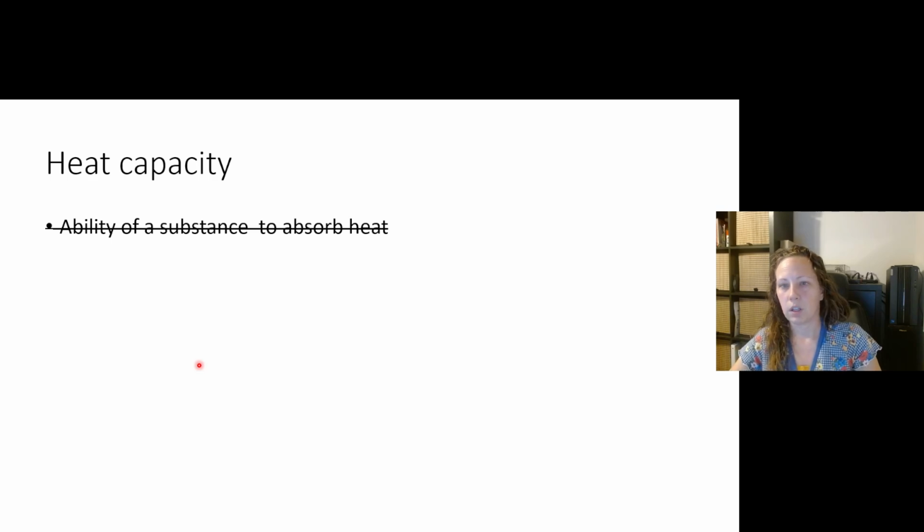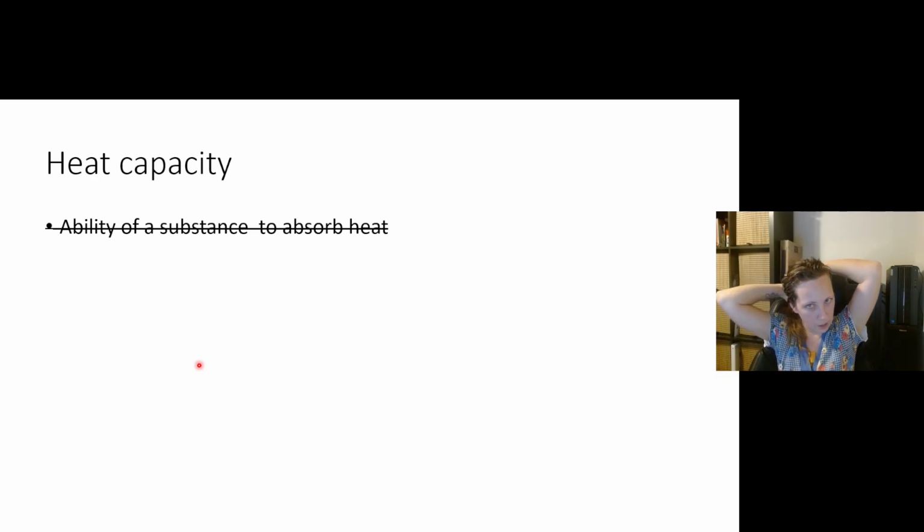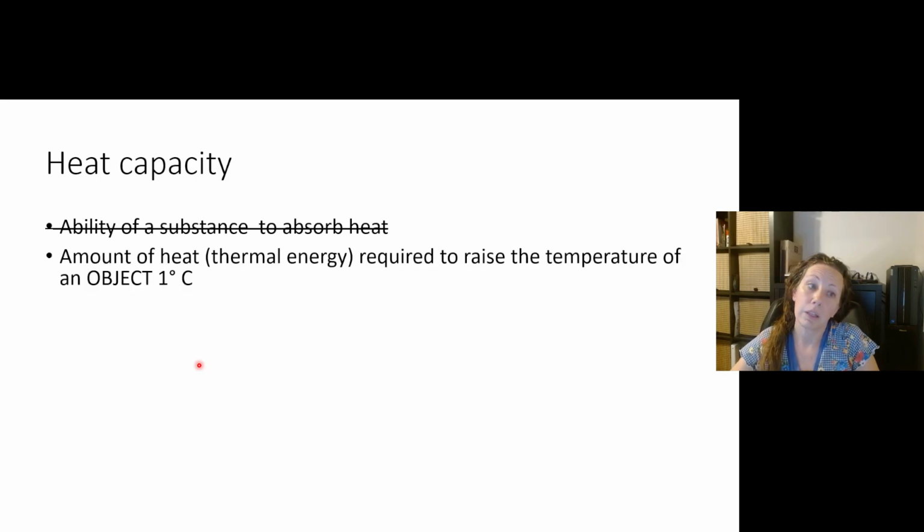Okay. Heat capacity. I don't really like the book definitions of heat capacity and specific heat, so we're going to change the definitions that you should know. So instead of the ability of a substance to absorb heat for heat capacity, we're going to use: heat capacity is the amount of heat required to raise the temperature of an object 1 degree Celsius. Okay. Keyword here that is going to distinguish this from specific heat capacity is object. Okay, you'll see in a second.